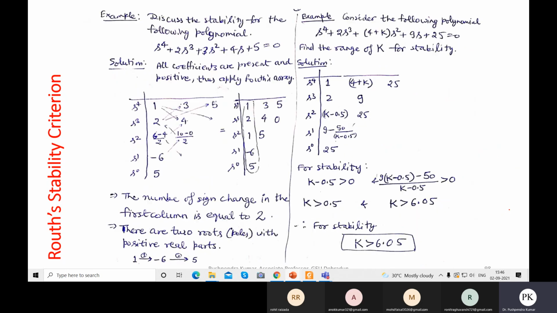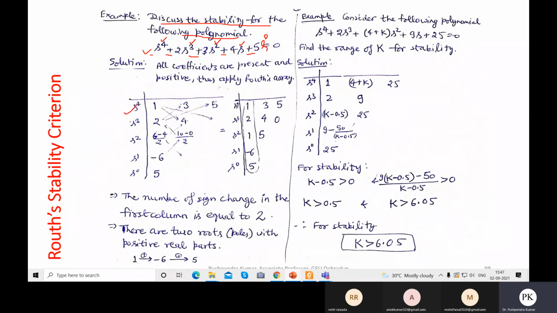Okay. For more clarification, let's take one numerical example. Discuss the stability for the following polynomial. This polynomial is given to you. First you check the powers. S to the 4 is there, S to the 3 is there, S power 2 is there, S power 1 is there, S power 0 is there. All powers are there, and all coefficients are positive. It means the system may be stable or may not be stable, I don't know. So we go for the Routh array.